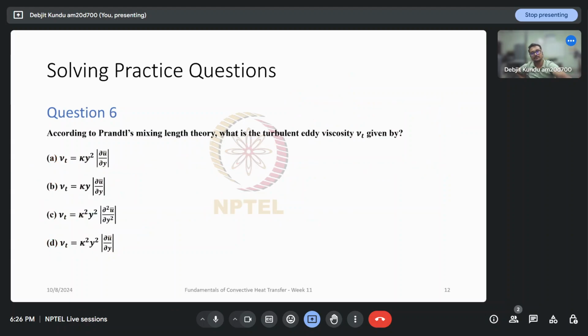All right. So moving on, we'll move on to question number 6, which is asking us that according to Prandtl's mixing length theory, which is a very important concept, what is the turbulent eddy viscosity nu T given by? So there are some mathematical forms here. You have to pick the correct one. So option A is nu T equal to kappa y square into the modulus of dou u bar dou y. Option B says it's nu T equal to kappa y into the modulus of dou u bar dou y. Option C says it's nu T equal to kappa square y square into the modulus of dou square u bar dou y square. Or is it option D, nu T equal to kappa square y square dou u bar dou y? Which one do you think is the correct expression for turbulent eddy viscosity given by Prandtl's mixing length theory?